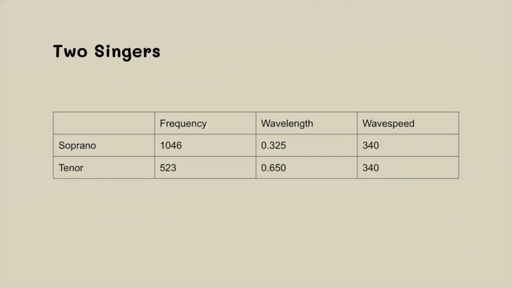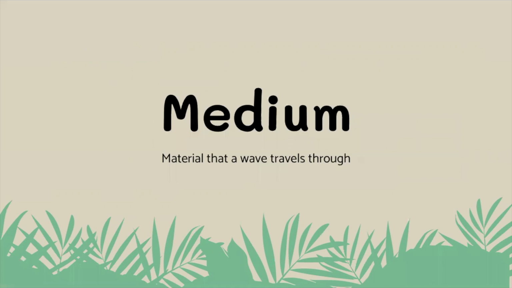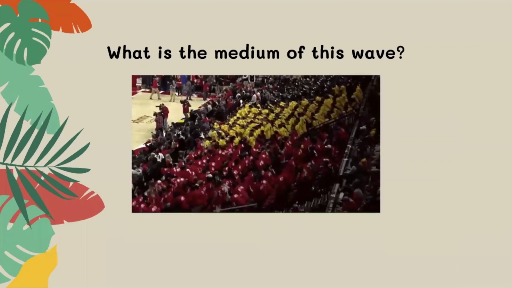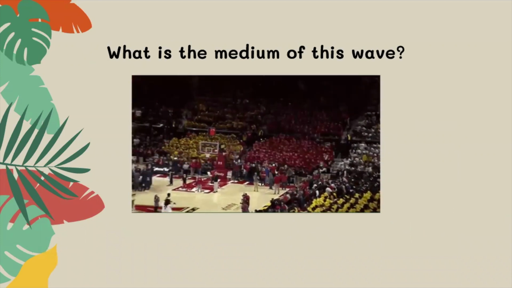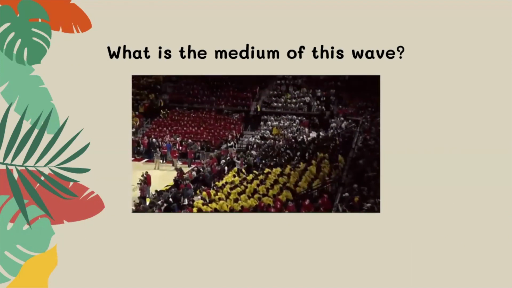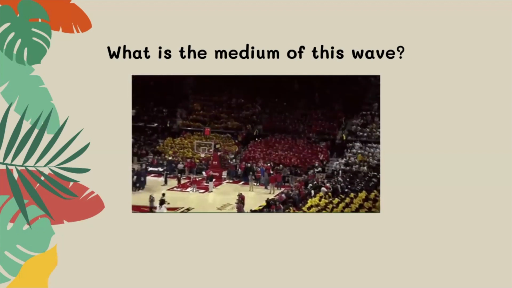Okay. So what does wave speed depend on? You actually figured this out in your lab. The speed of any wave depends on the medium it travels through. So call out the medium for the waves you see that come up. Ready? What is the medium of this wave? People. It's a people wave. So we said the medium is people.